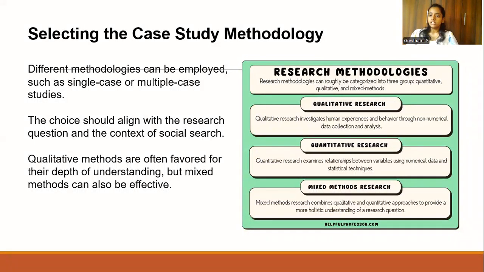In qualitative research, we'll be investigating more about human experiences and their behavior, and all the data will be collected and analyzed. In quantitative research, we'll understand the relationship between the variables and the data; whatever we have acquired and analyzed will be compared. Mixed method research combines the qualitative and quantitative approaches to provide a more holistic understanding of our research questions.